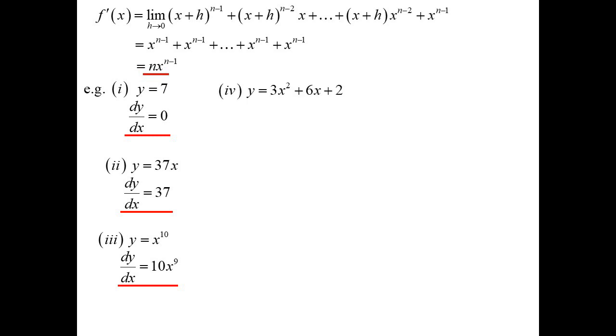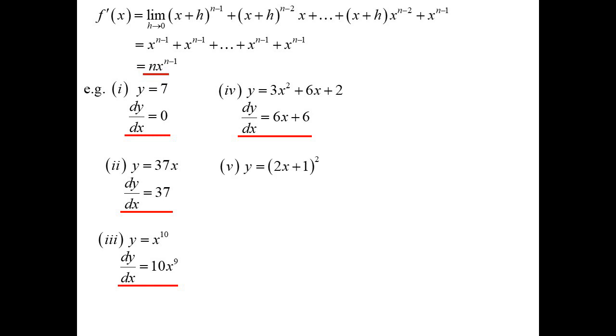Y equals 37x to the power of 10. This is the one where we bring down that power. 10, lower the power, 9. 10x to the power of 9. So it becomes very quick, very efficient. So here's a quadratic, but the beauty of calculus is you can do it a term at a time. So when I differentiate the 3x squared, when I bring that 2 down, I've got to multiply the constant out the front as well. So we'll end up with 6x plus 6.